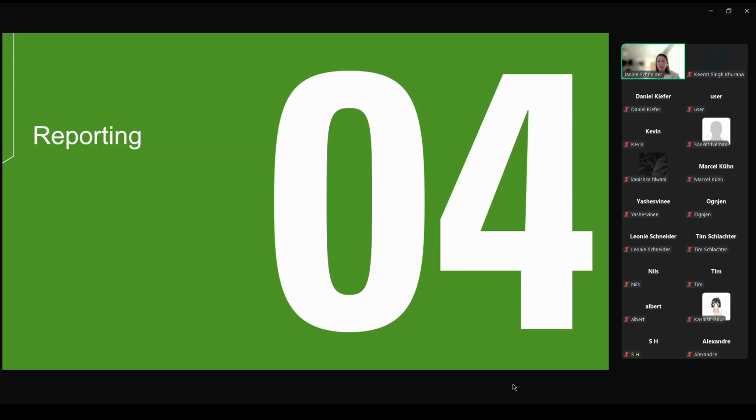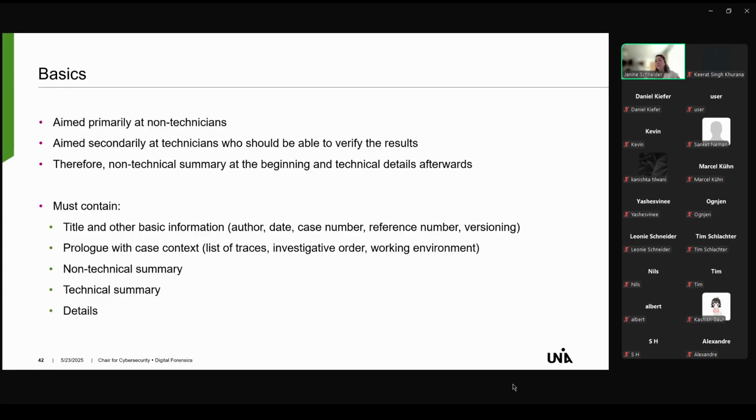Okay, let's talk about reporting. Reporting for forensic experts means that you have to write a forensic report, and the forensic report is aimed primarily at non-technicians because you use it before court to testify as an expert witness. So you testify based on your report. You bring your report. Everybody in the courtroom has your report, and based on that, you are asked questions and you testify.